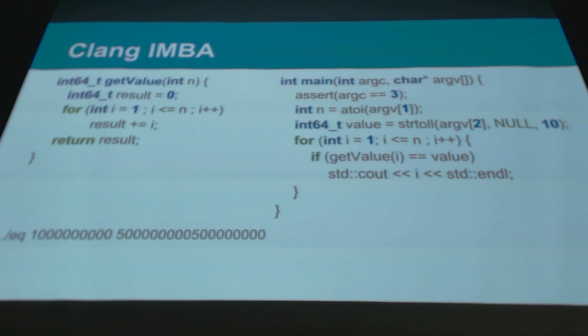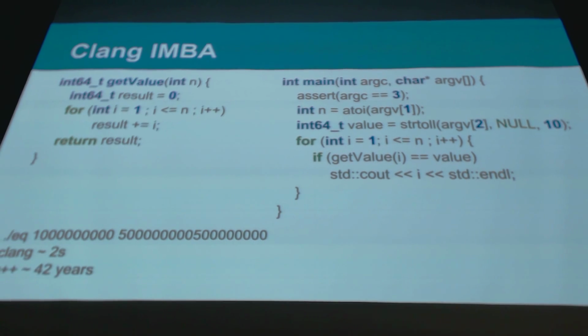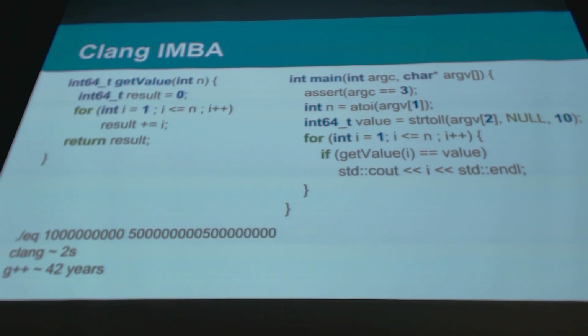And if we call this program with input like this, this is 2 to the power of 9, and this is the sum from 1 to 10 to the power of 9. And if we compile with GCC and Clang, then what we will get is that Clang runs it in 2 seconds, and GCC will run it in about 42 years.